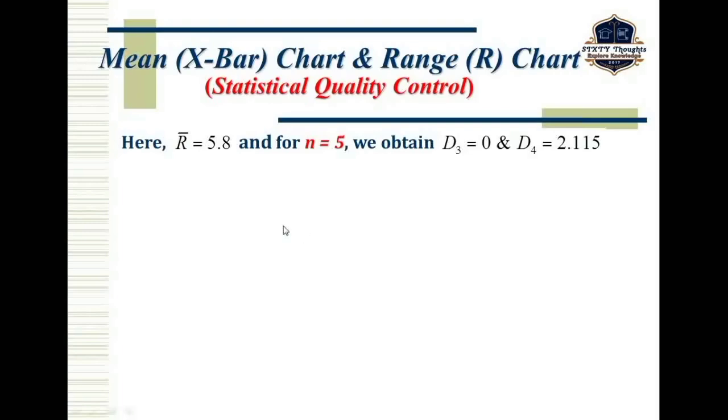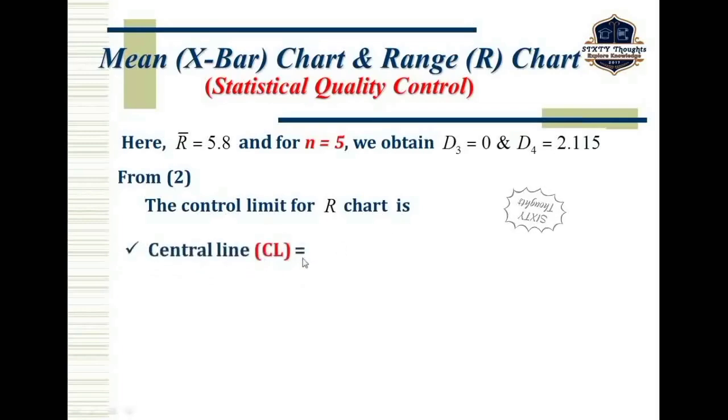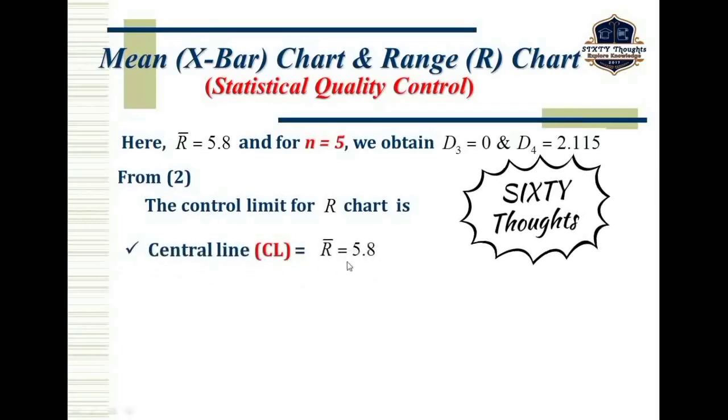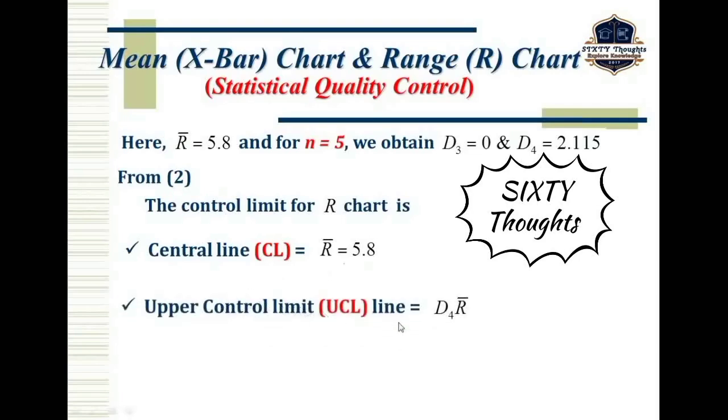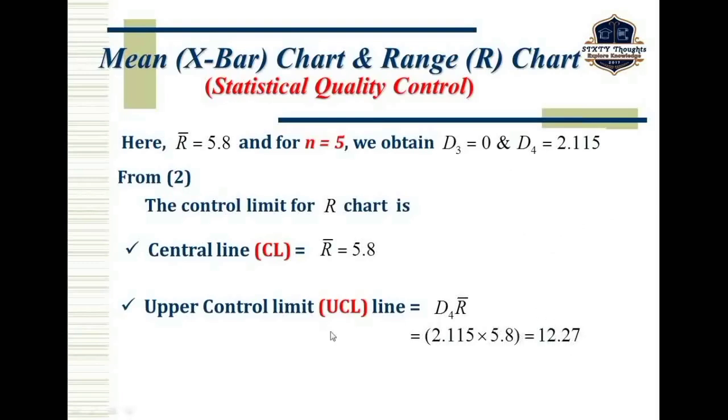So using equation 2, what is equation 2? From 2, the control limit for the R chart is written as: the central line, denoted by R bar, whose value is 5.8. Next we find the upper control limit line, that is D4 into R bar. What is D4? 2.115 into the R bar value 5.8. Simplifying this expression, we get 12.27. This is the upper control limit value.